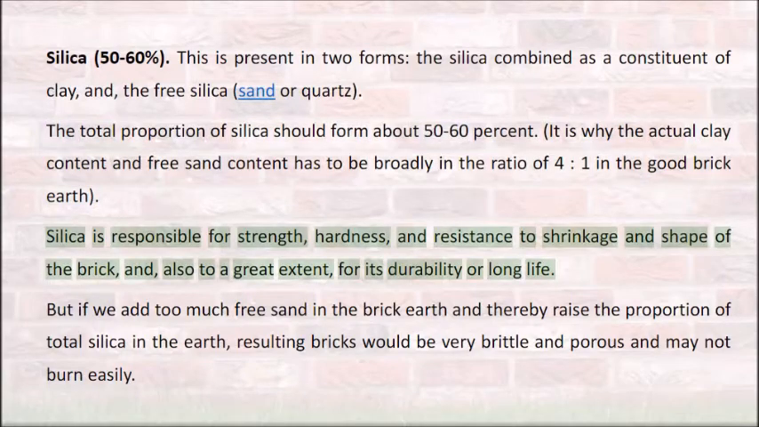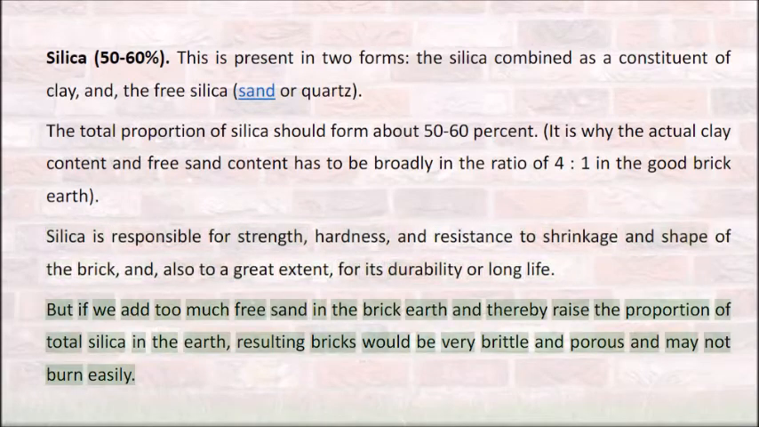Silica is responsible for strength, hardness, resistance to shrinkage and shape of the brick, and also, to a great extent, for its durability or long life. But if we add too much free sand in the brick earth and thereby raise the proportion of total silica in the earth, the resulting bricks would be very brittle and porous and may not burn easily.